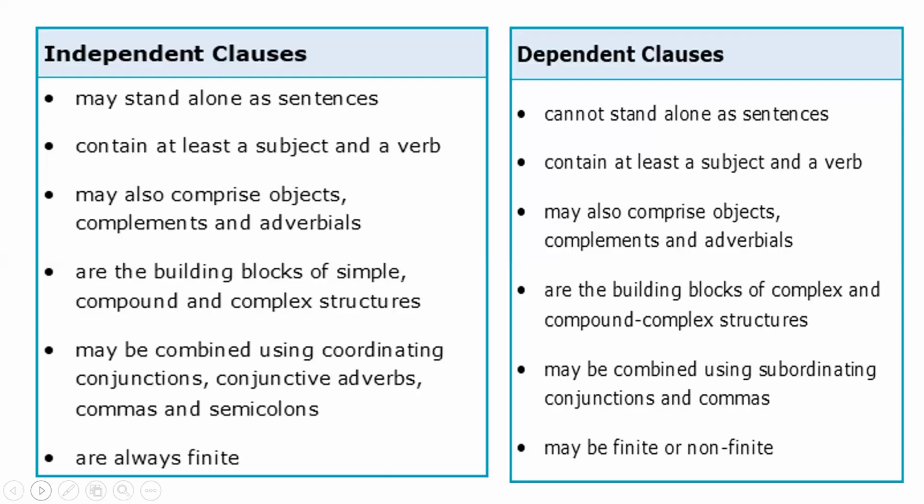It also consists of objects, complements, and adverbs in the predicate section. Independent clauses are the main building blocks of simple, compound, and complex sentences. Without independent clauses, we cannot make any sentences. Sentences are of three types: simple, compound, and complex. So we cannot frame any sentence without the main clause, principal clause, or independent clause.